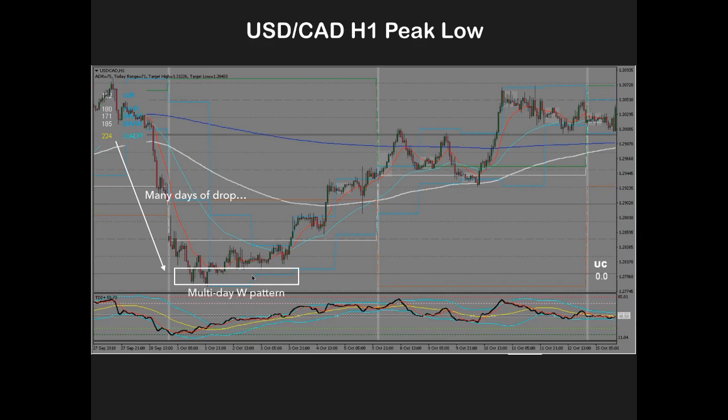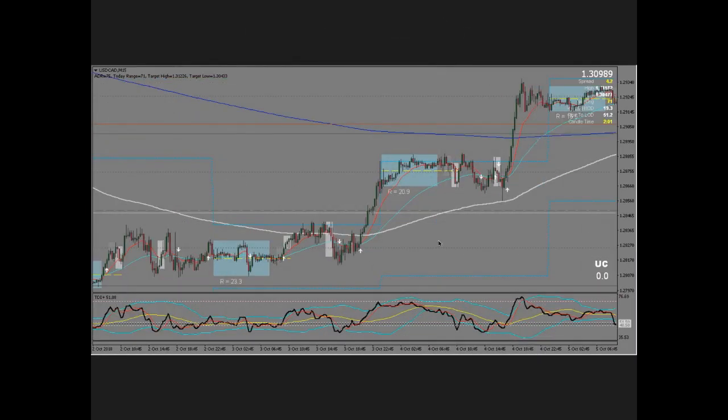There are lots of hits to the low here. It's kind of an ugly W pattern, actually extended because of the consolidation, but this is a multi-day W pattern, however ugly it is. So now how do we catch the safety move? Let's go into the M15 and look for the shift.